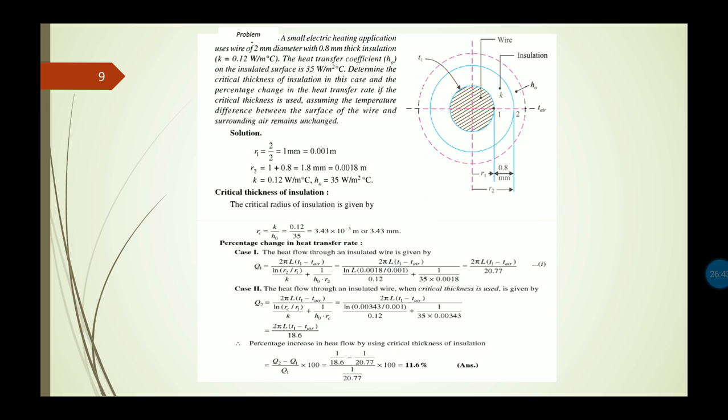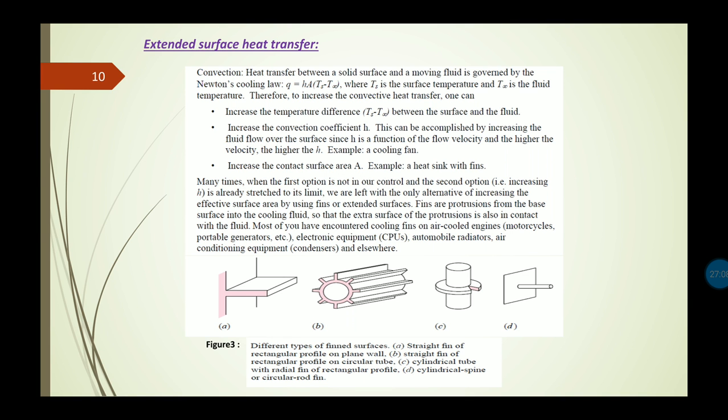So these are the three different numericals where we have discussed the method to use the formula of the critical thickness of insulation, or the critical radius of insulation, and the heat flow equation for the cylinder or sphere. Okay, so let us move to the next topic. Up to this we have discussed the conduction part, that is the critical thickness of insulation.